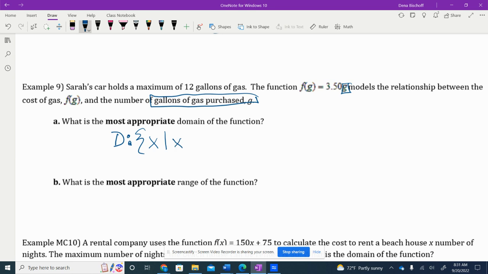Think about it. Can you purchase 0 gallons of gas? Yeah, you can. Can you purchase 5 gallons of gas? Can you purchase 5.5 gallons of gas? 5.25 gallons of gas? Can you purchase -7 gallons of gas? No. So what do we know about x? It has to be positive or 0. So x has to be greater than or equal to 0.